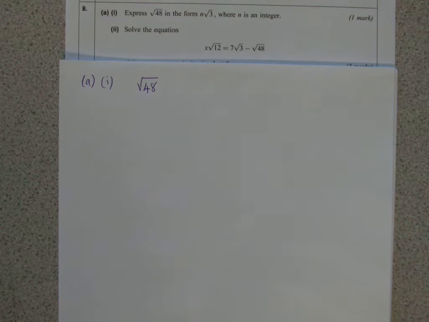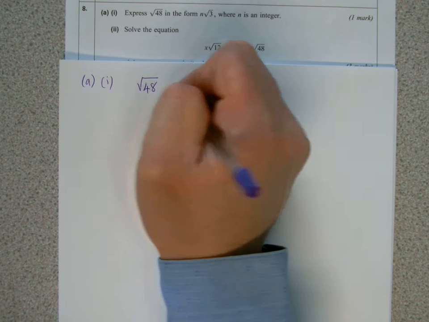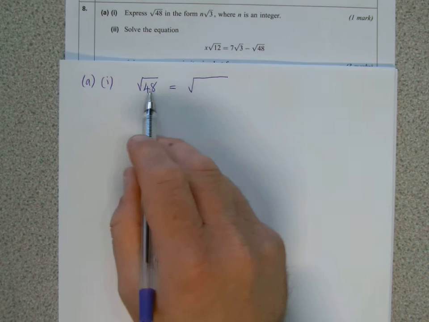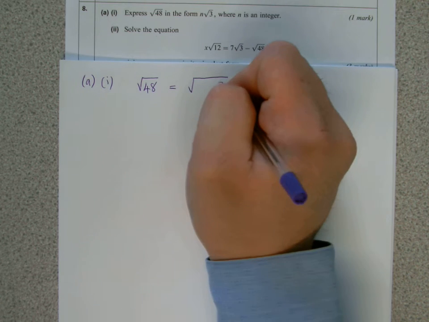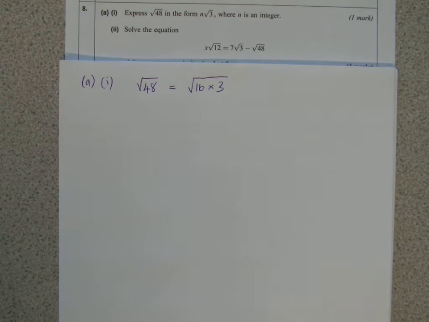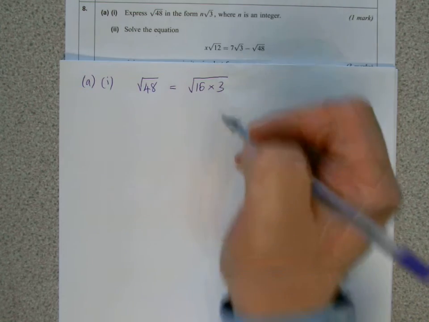Okay, so in this question we've got to express root 48 in that form, n root 3. So they give us the fact that we're going to be using 3 here. If we think of a pair that multiply to give 48, of course 3 is one of them, and 16 will be the other, yeah? 16 times 3 gives me 48.